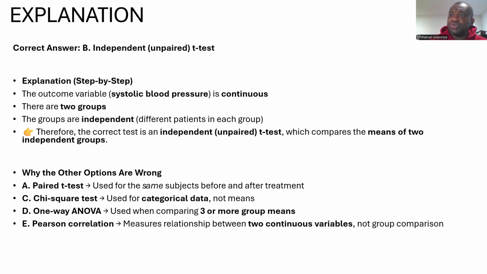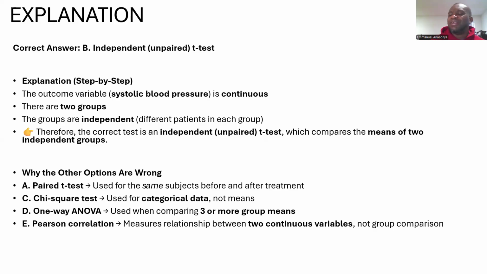We'll have to talk about the reasons, because one of the things for the USMLE exam is test taking skills and being able to rule out the other options. When you see it in another form or a different dimension, you can recognize it. So why do you think the other ones are wrong? The paired t-test is used for the same subject before and after treatment. If you look at this question, these are two different groups being compared, the placebo group versus the treatment group. So it's not before and after treatment. That's why the paired t-test is wrong.